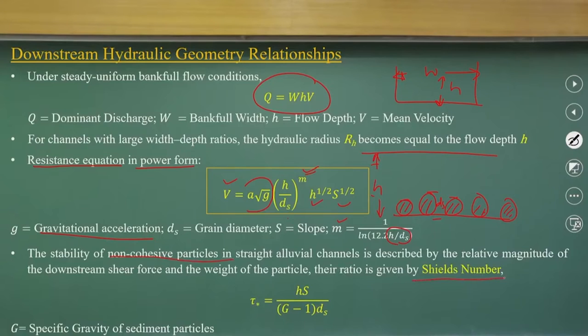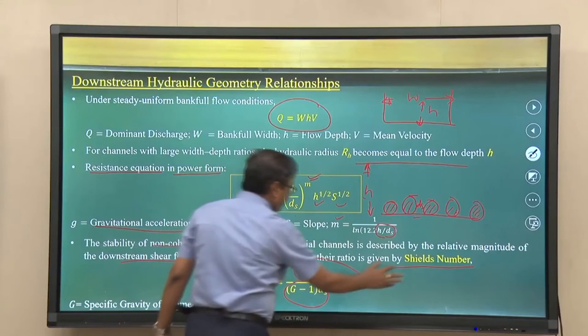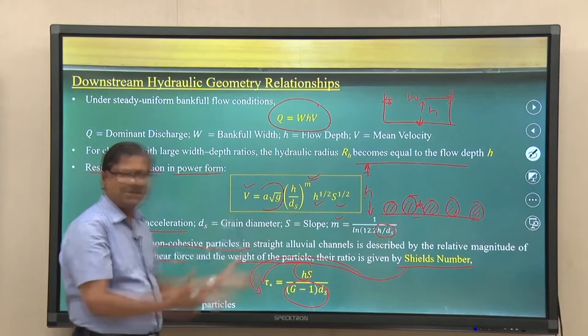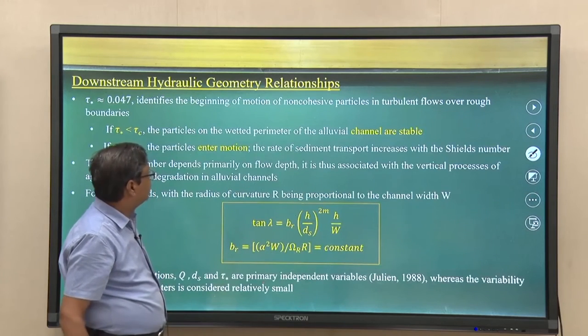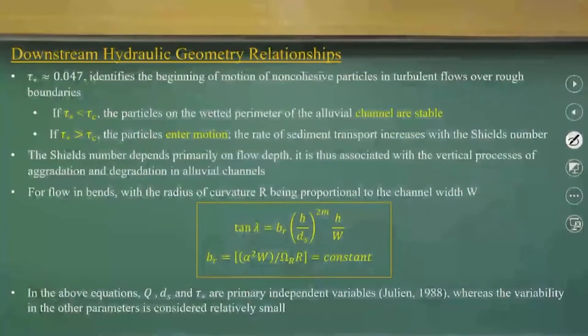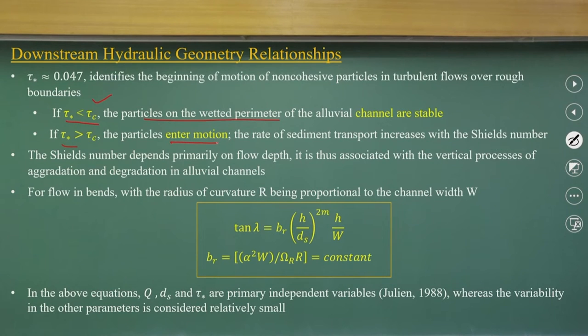As we discussed earlier, we can define a Shields number, which is a function of two components: the downstream shear force and the weight of the fluid sediment particles. That is the Shields number or Shields shear stress we talk about. Now we try to have a relationship. For the alluvial channels, if tau star is less than the critical shear stress, there is no motion, and if it is more than that, the particles will start entering motion, and the rate of sediment transport increases with the Shields number.